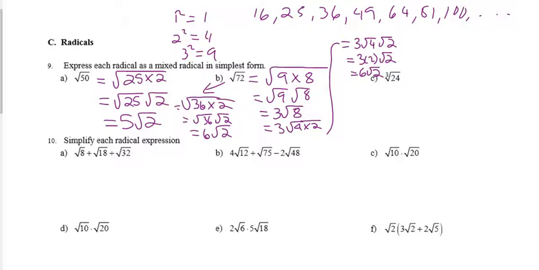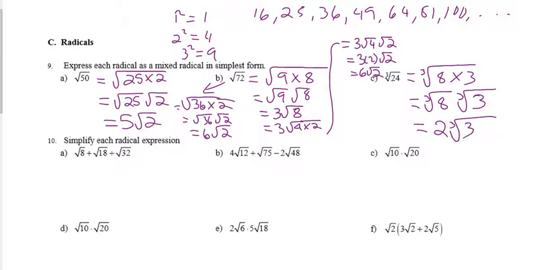Okay, this is a cube root, which means that instead of having a perfect square, I want a perfect cube, right? Something that has a cube root. And that is 8 times 3, right? 8 has a cube root, which is 2. So this becomes 2 cube root 3. Don't leave off the cube root signs, right? Like the 3s.